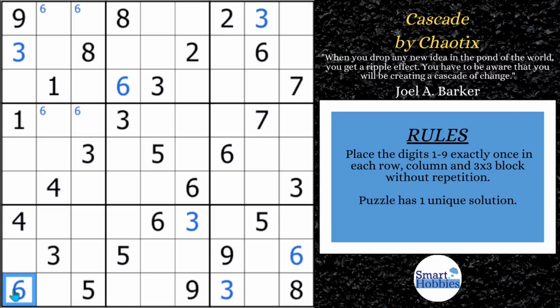All right, let's focus on the 7s. We've got two 7s here, and we only have one place for 7 in block 9. All right, let's look at the 8s now. We can do a little bit of solving with the 8s.